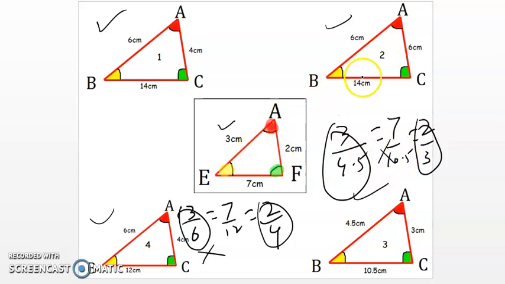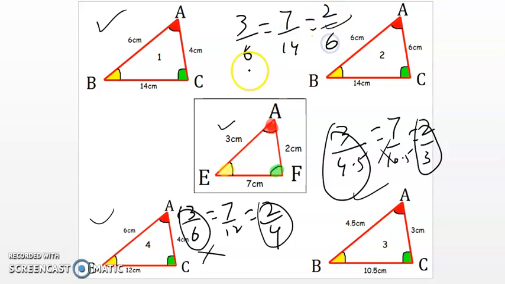Let's try triangle number 2. Just remember that we are taking the ratio of the corresponding sides. So 3 by 6, 7 by 14 and 2 by 6. This becomes 1 by 2, 1 by 2 and 1 by 3. As you can see, in this case the last ratio is not equal to the first two.